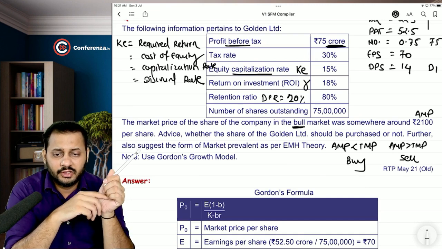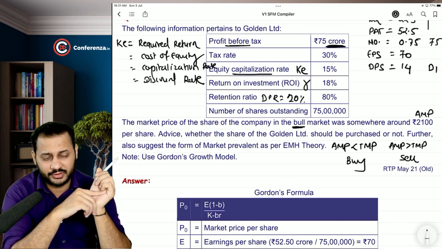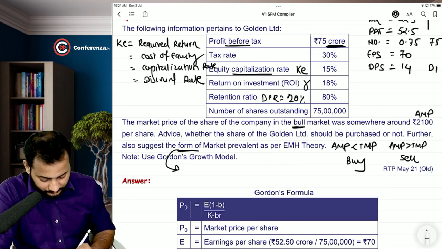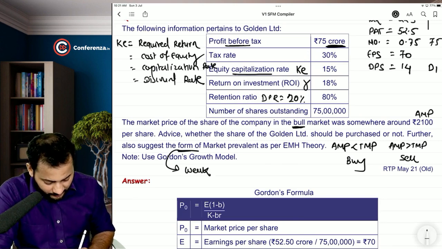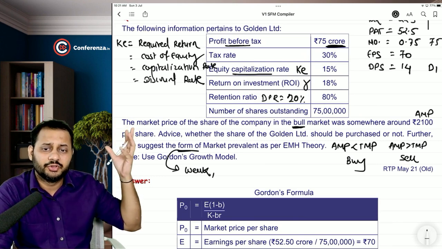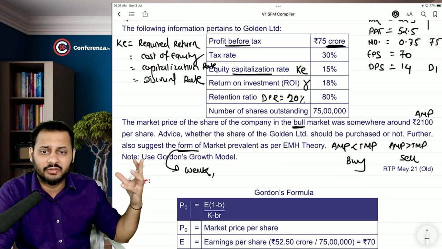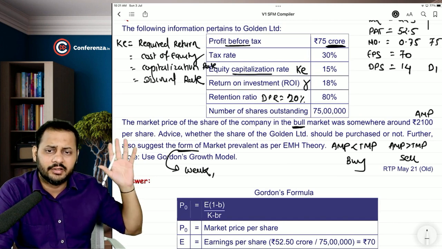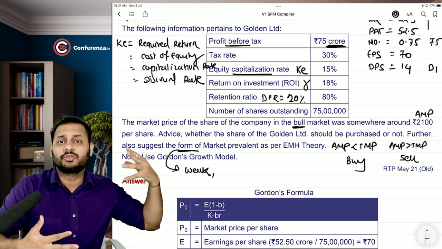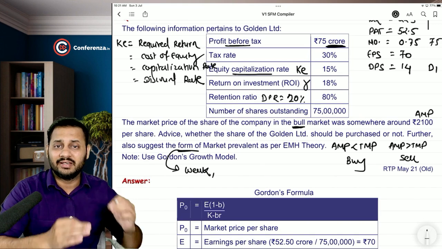Also suggest the form of market prevalent as per efficient market hypothesis. There are three forms of market that we discussed in the previous chapter. Weak form of market efficiency, just write it straight away here. Forget about the question. You should be able to analyze everything or remember everything that you have learned. So whatever you have learned, apply it here. Although this may not be the part of the question that write down three forms of market efficiency, but you should be able to put a habit of writing things.